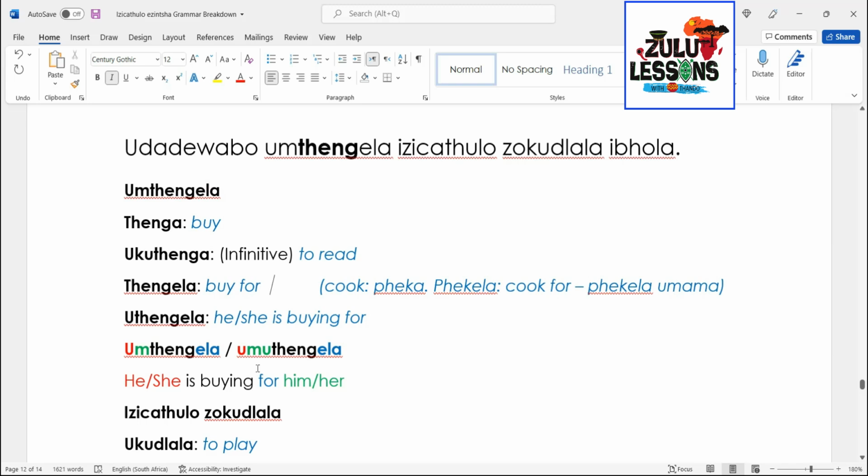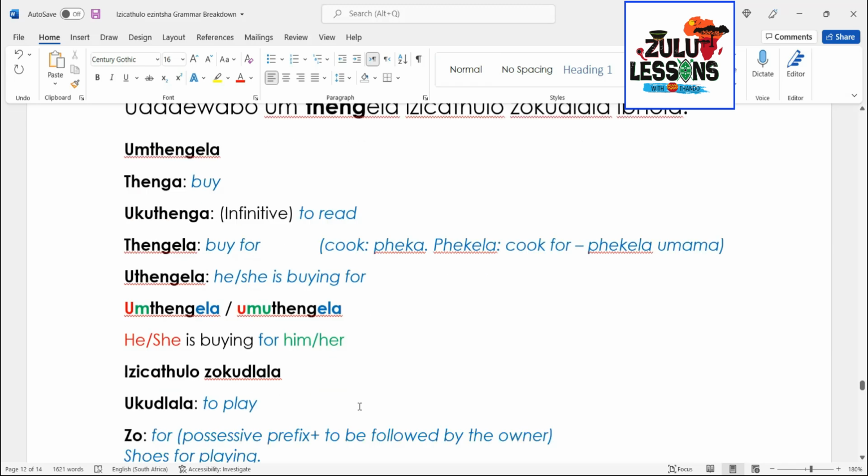That you are hearing me say, the umthengela, that M that is green here, really is mu. Umuthengela izicathulo, so it is talking about he or she. If I was saying she's buying the shoes for you, I would say ukuthengela. And if I was saying she's buying it for me, I would say ungithengela. So that M in the sentence, that doesn't have the U next to it, they look at it as though it has an apostrophe.